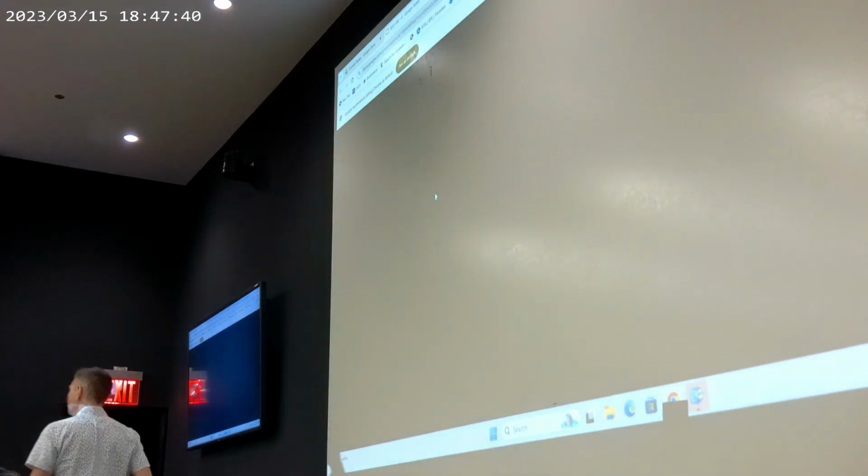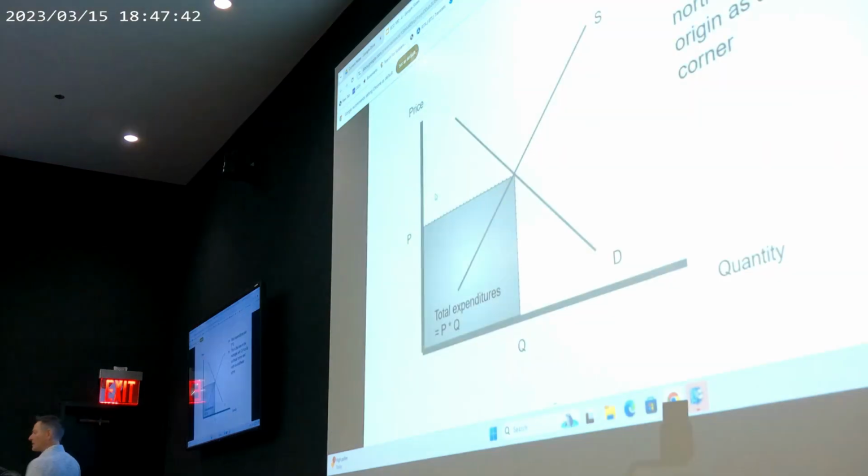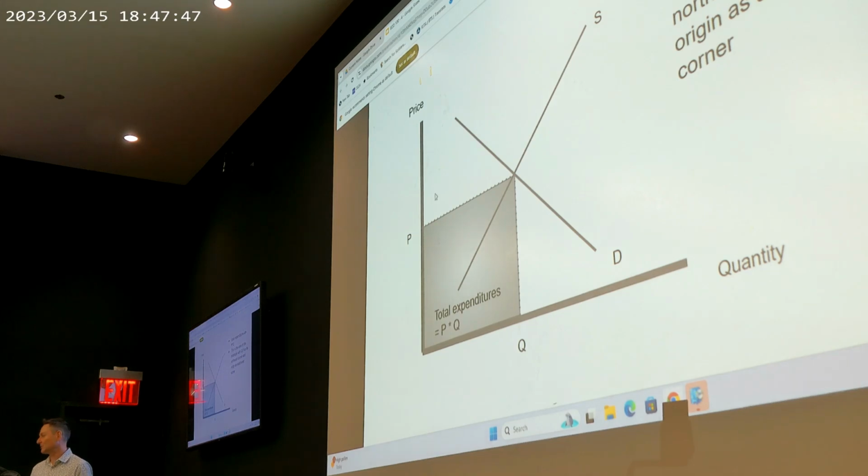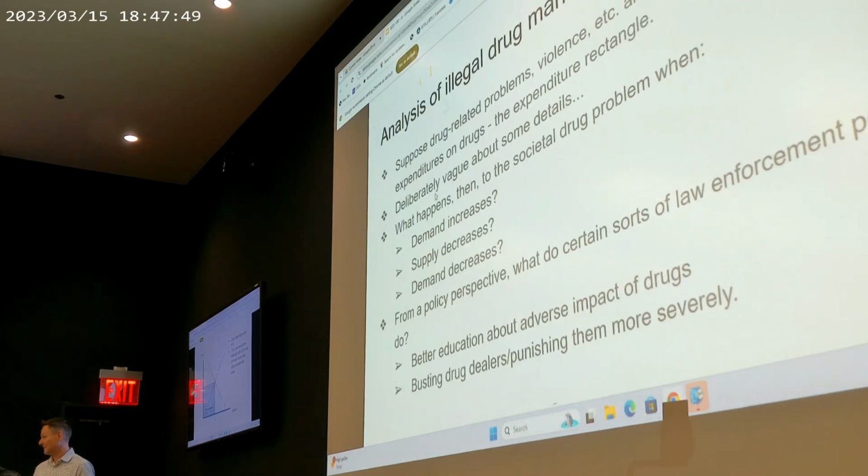Okay, moving on. We're all okay on that. Now we have this criterion by which we're rating our equilibria. How big is the rectangle? Well, there's kind of my assumption that violence, those sorts of things, are proportional to this rectangle.